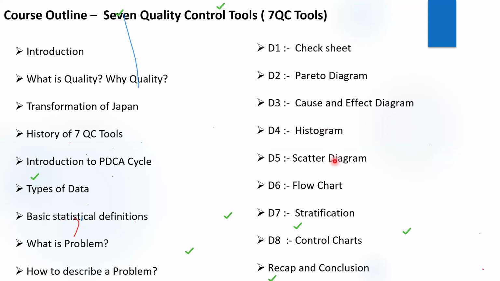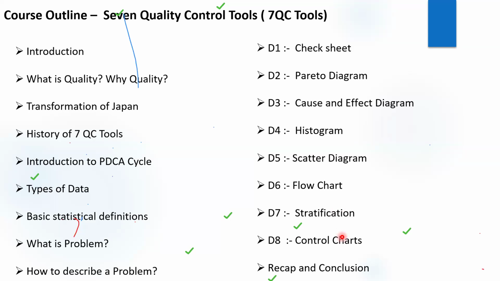Scatter diagram. Flow chart. Stratification and control chart. So control chart, I am again telling you why it is used. Control chart is used to detect whether there is a presence of special cause. And if there is a presence of special cause, you can say that our process is out of control.